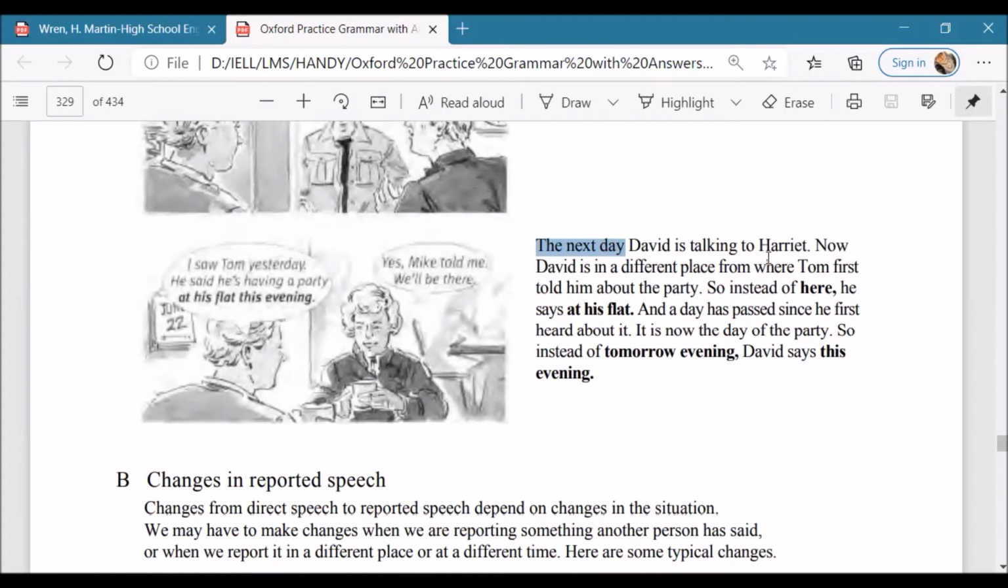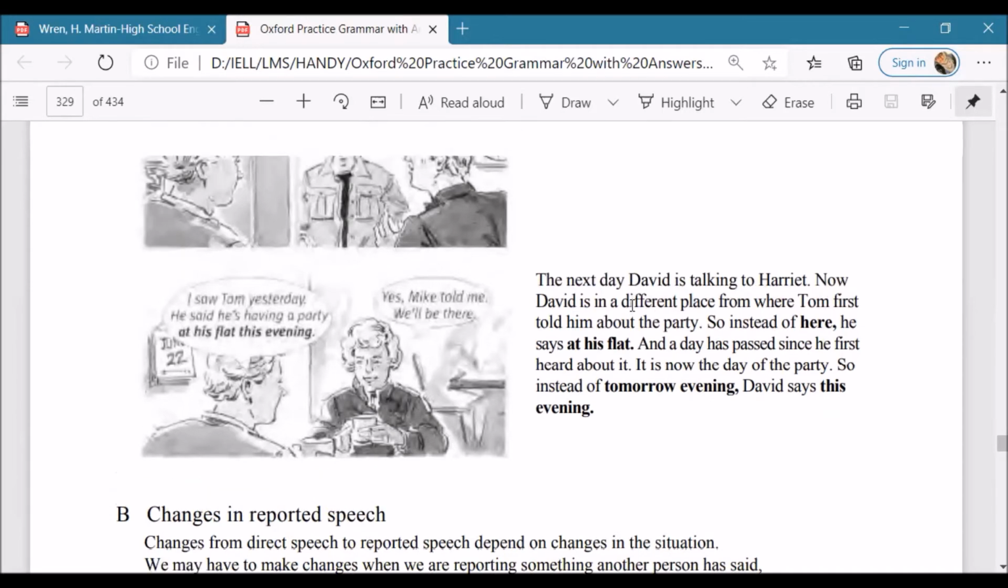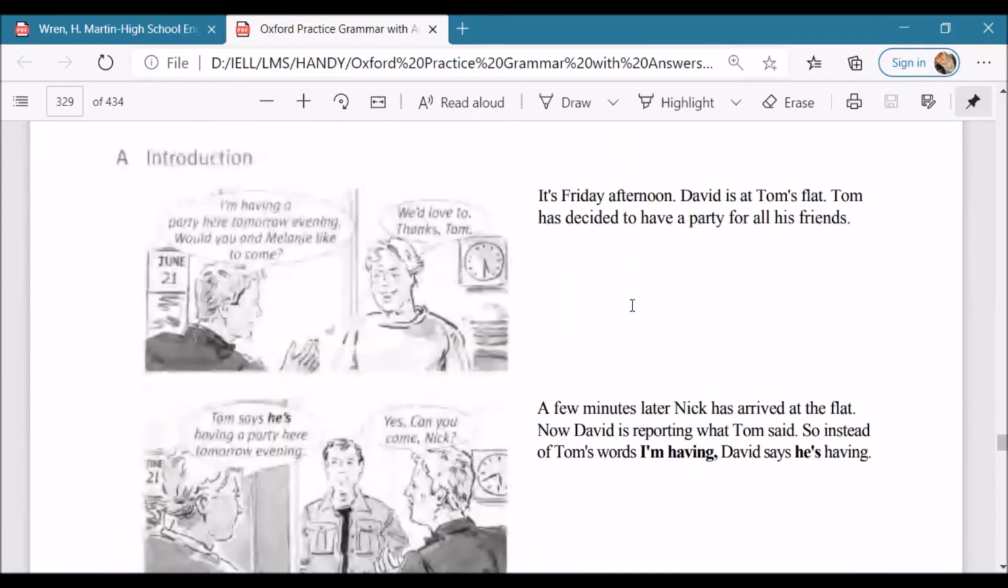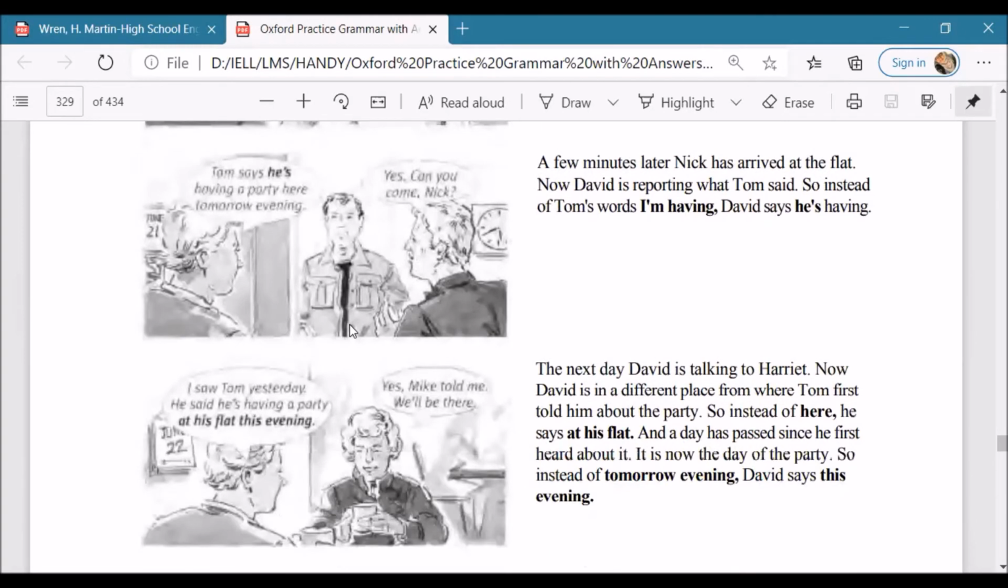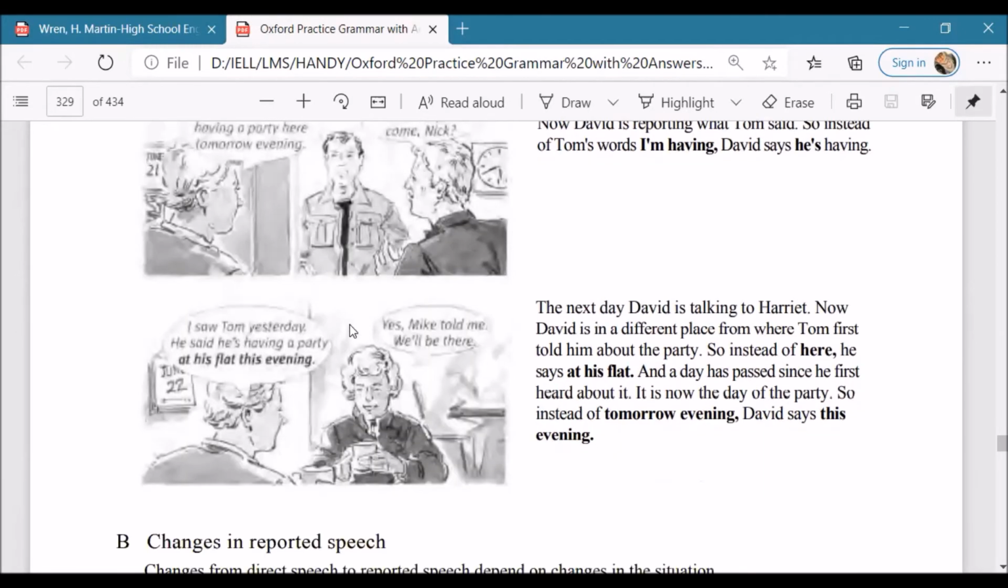So now David is talking to Harriet. David is in a different place from where they first talked about the party. So instead of here, he would say there, or the place's name. They were talking about the party here, and the party is at the same place where they already were. So now they are at a different place and the day is already different.